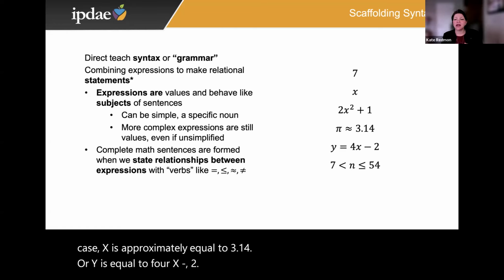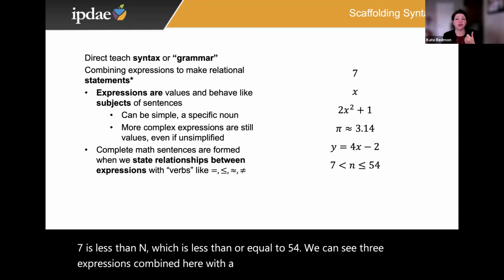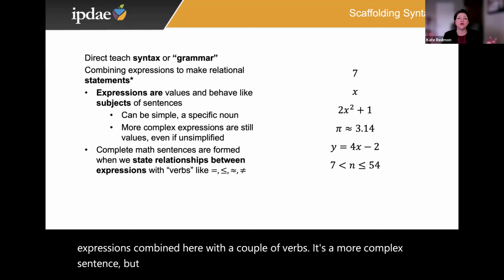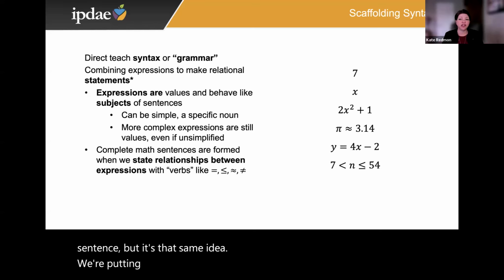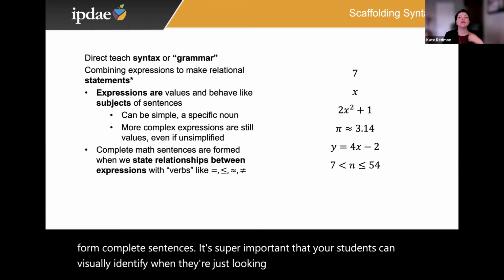7 is less than n, which is less than or equal to 54. We can see 3 expressions combined here with a couple of verbs. It's a more complex sentence, but it's that same idea. We're putting together expressions and relationships between them to form complete sentences. And it's super important that your students can visually identify when they're just looking at an expression versus an equation or an inequality.